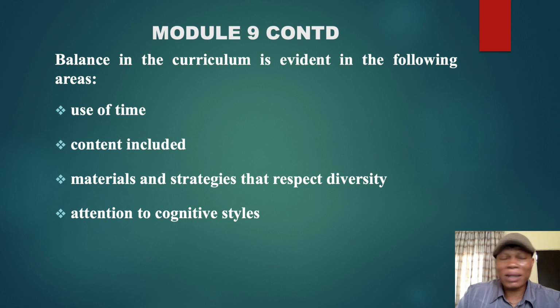The last one there is attention to cognitive styles. Other issues of balance have to do with students' ways of knowing or cognitive styles and developmental levels. When designing curriculum, therefore, you as teachers should give attention to diversity. We know that students, they don't learn in the same ways or at the same rate. During the primary years, developmental levels within a classroom are quite different.